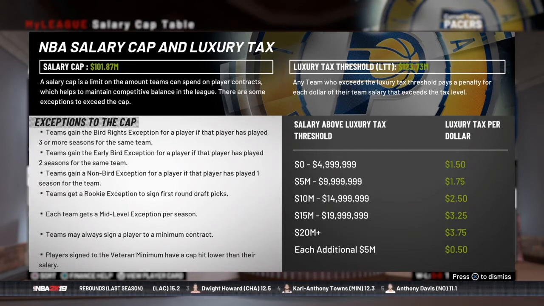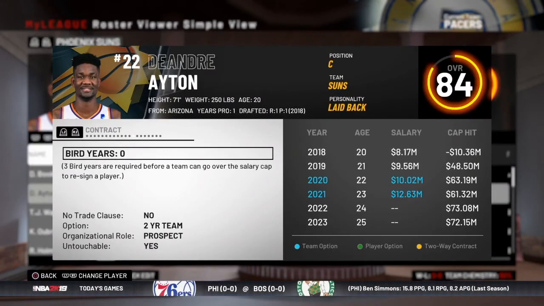So when you're negotiating contracts with veteran players in the league, you'll know how to apply this to your MyLeague and MyGM files in terms of signing your own players to amounts above the cap because of this exception. Let's start by discussing what a bird year is. A bird year is just the amount of time you spent with the same team.